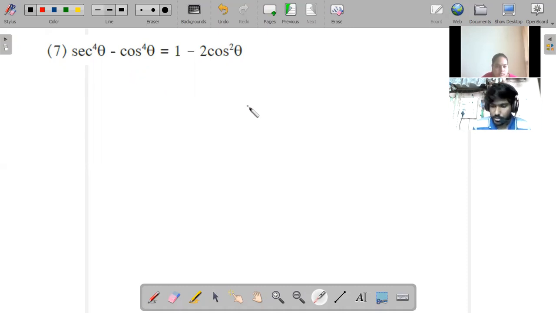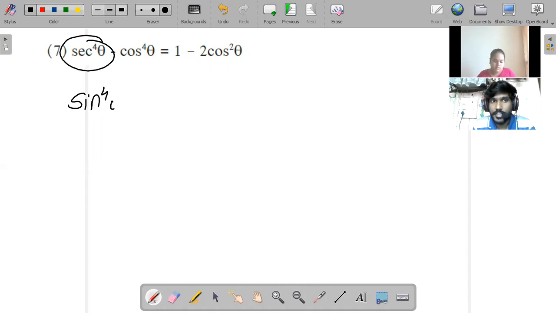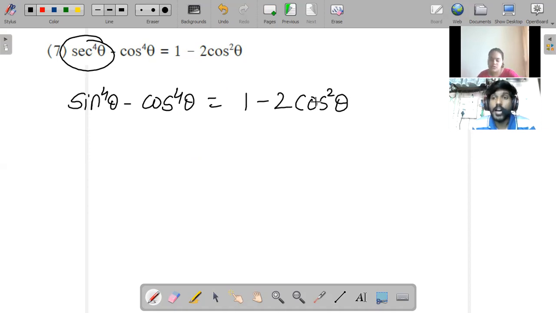Okay, I think then you also have the old edition of the book. Actually, there is a correction in the 7th one. This is not sec theta. This should be sine raised to 4 theta minus cos raised to 4 theta is equal to 1 minus 2 cos square theta. Mine is the first reprint 2019, so it's older. Yeah, I don't have the 2021. So this is a correction here. Instead of sec, it has to be sine raised to 4 theta. I'll do it with a pen so that it stays. Yeah, you can do it with a pen, pencil, anything.